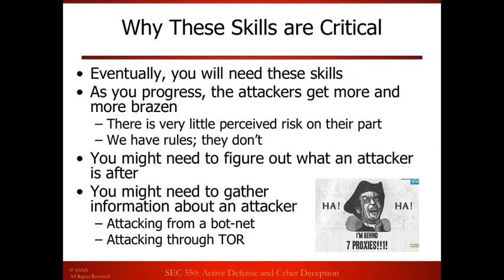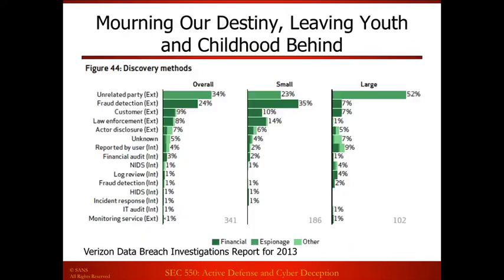These skills are absolutely critical. If you look at the attackers, they're getting more and more brazen because there's very little in the way of attribution and very little in the way of risk. There are all kinds of things the bad guys do to obfuscate where they're coming from. They can attack from a botnet. They can attack through Tor. How do we actually detect the bad guys and really mess with them if they do that? This class answers those questions.